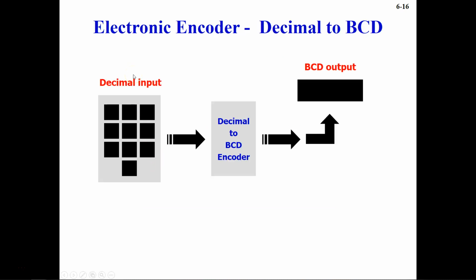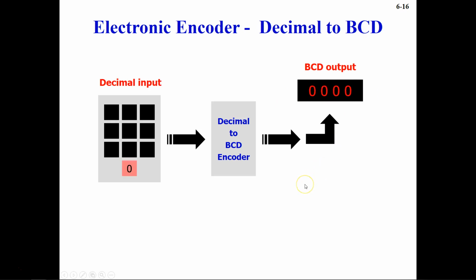So we're going to start with the electronic encoder, and we are going to see how an encoder converts from decimal to BCD, where BCD stands for binary coded decimal. Here in this picture you see a keypad from where we give the decimal input, and that is sent to the encoder. The function of the encoder is to convert from decimal to BCD, and the BCD output is sent to the display. So this is our display, where the BCD output is shown.